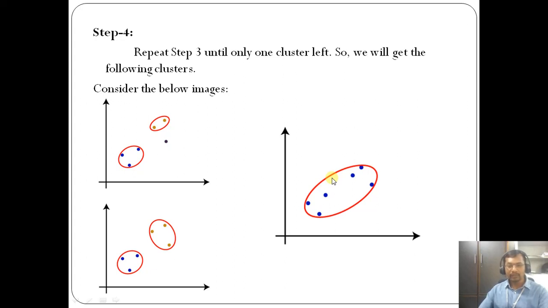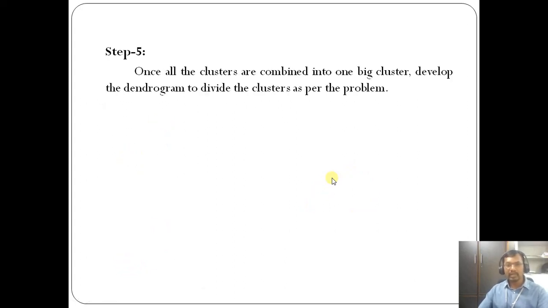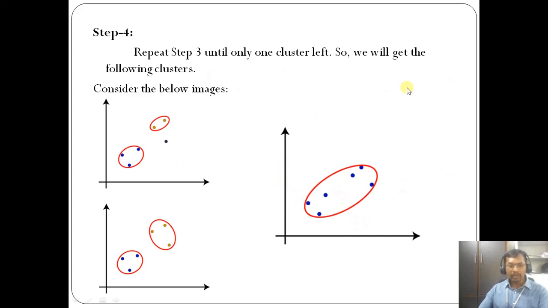After forming a big cluster, we need to develop a dendrogram tree to divide the clusters as per the problem. So how do we create a dendrogram tree? That is what we need to discuss now. But before that, how are the clusters formed? We have to know why we choose these two data points to make a single cluster.